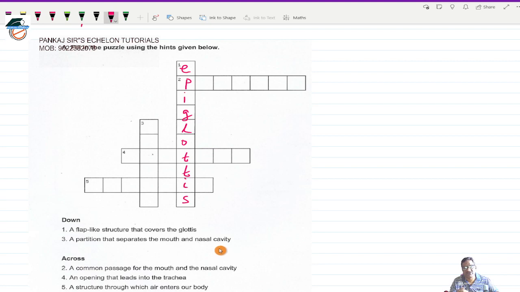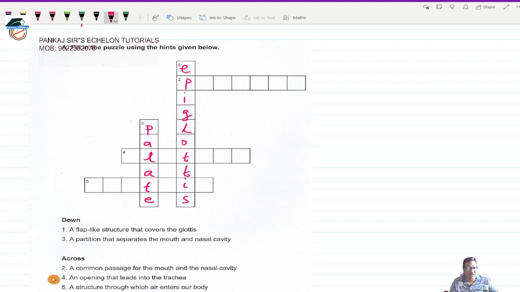Okay, so if you remember, it is known as a palate. The spelling is P-A-L-A-T-E, palate. So that makes this 3 down as palate.